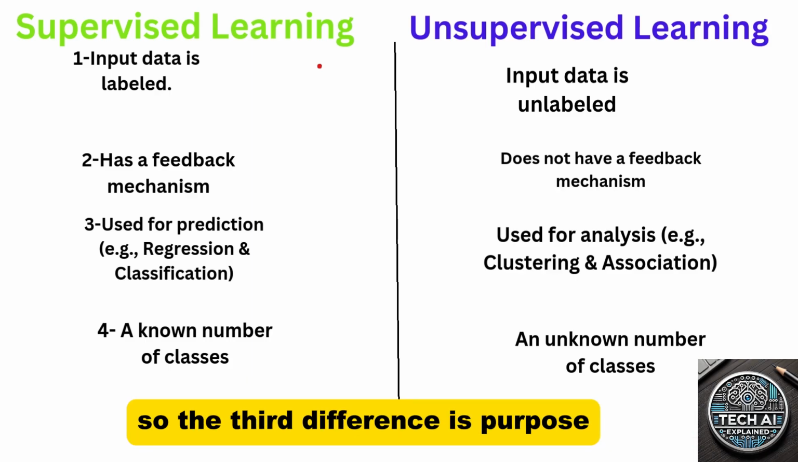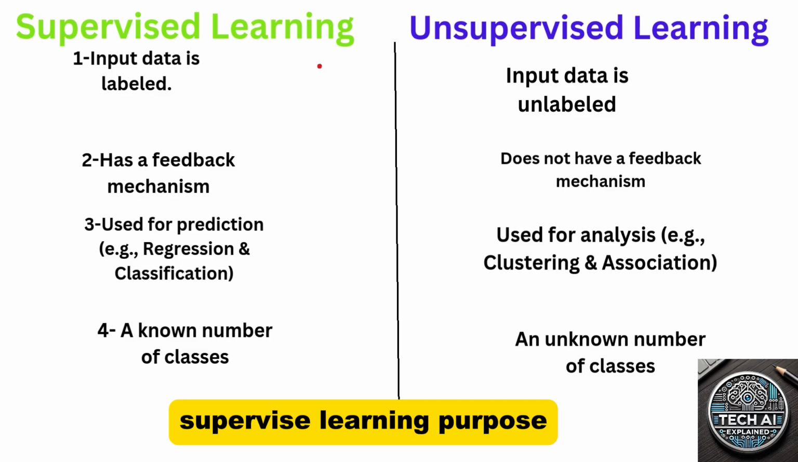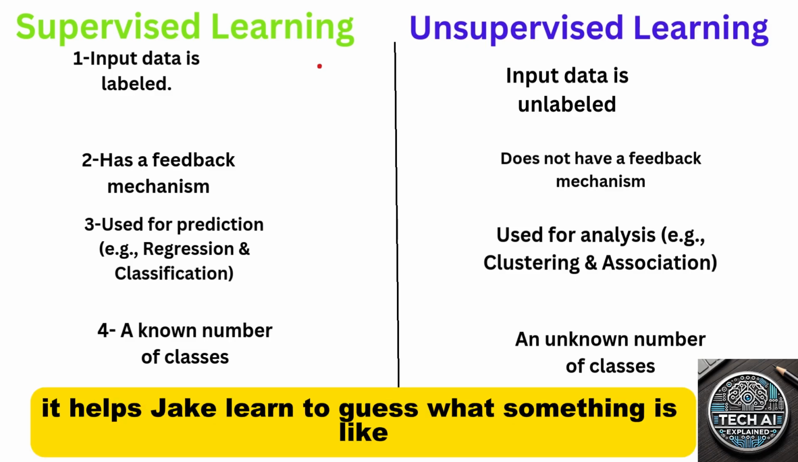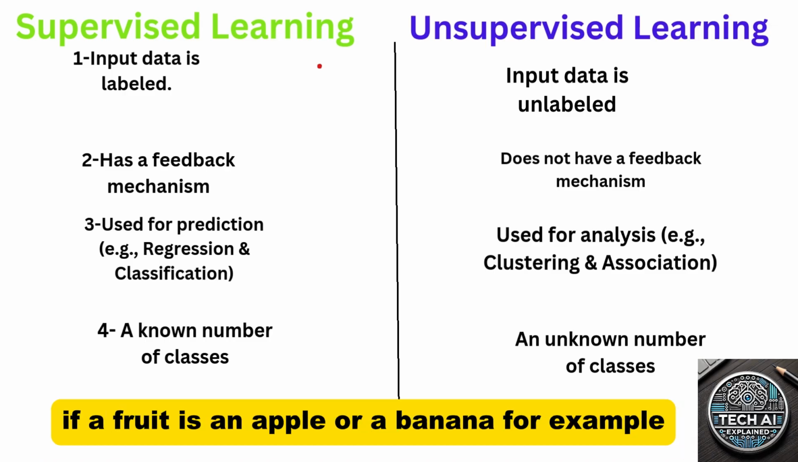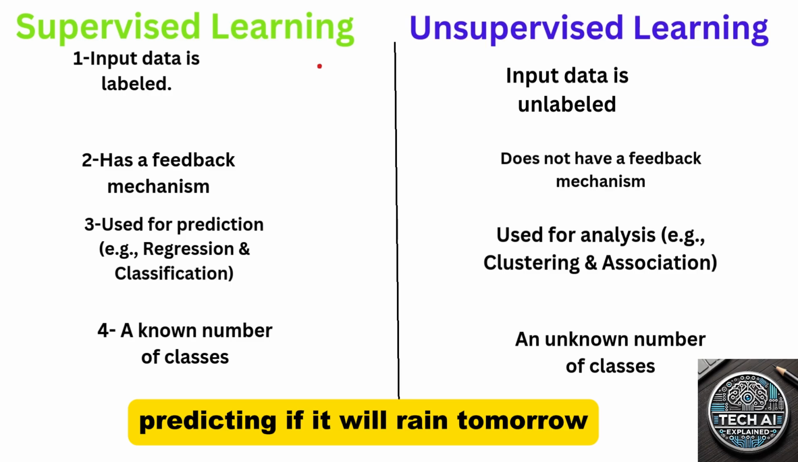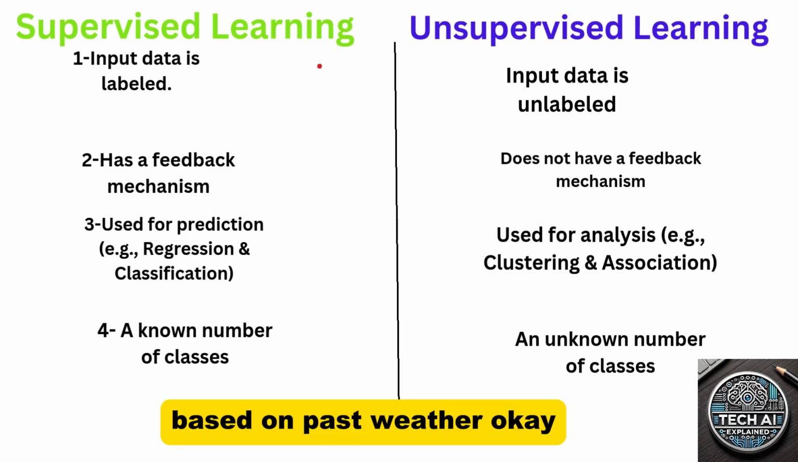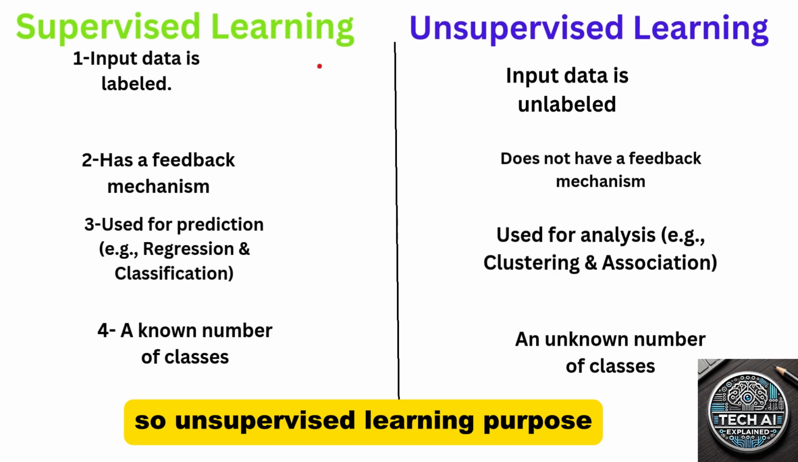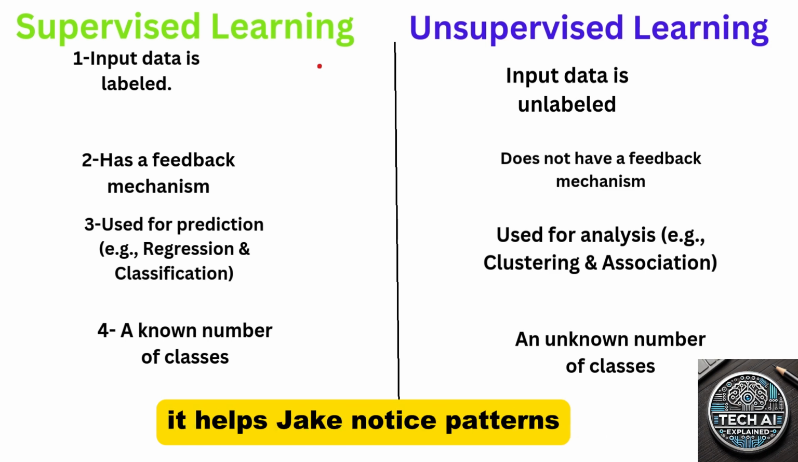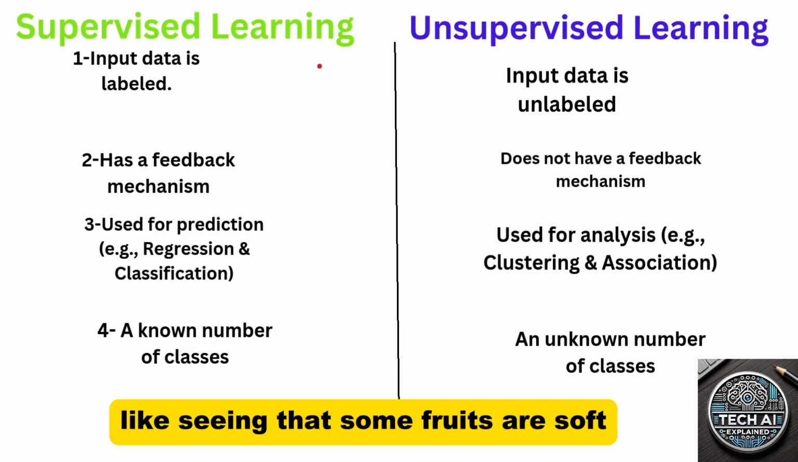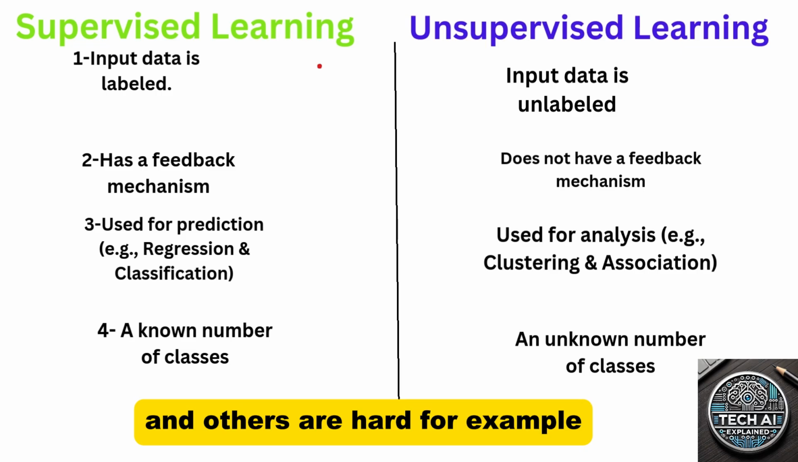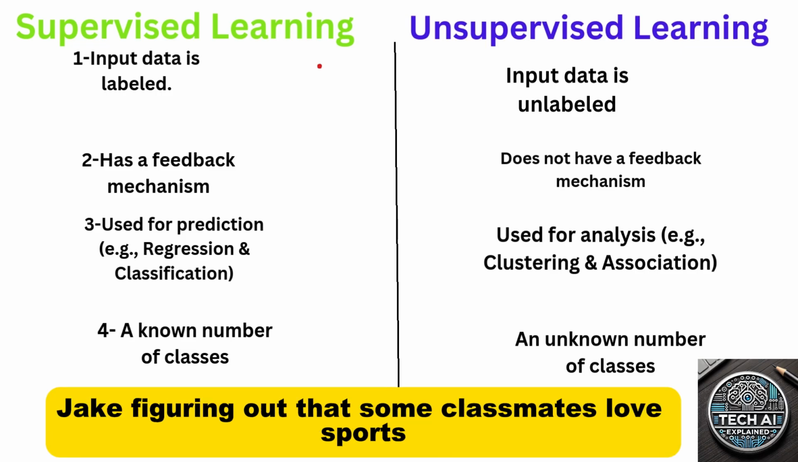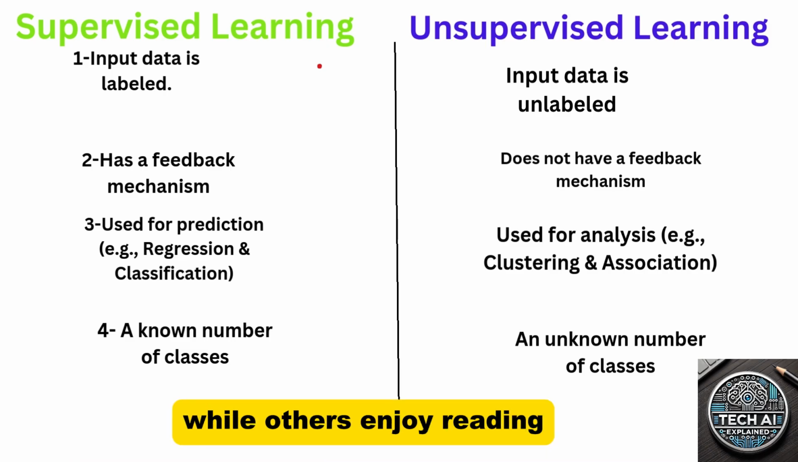So the third difference is purpose. Supervised learning purpose, it helps Jack learn to guess what something is, like if a fruit is an apple or a banana. For example, predicting if it will rain tomorrow based on past weather. So unsupervised learning purpose, it helps Jack notice patterns, like seeing that some fruits are soft and others are hard. For example, Jack figuring out that some classmates love sports while others enjoy reading.